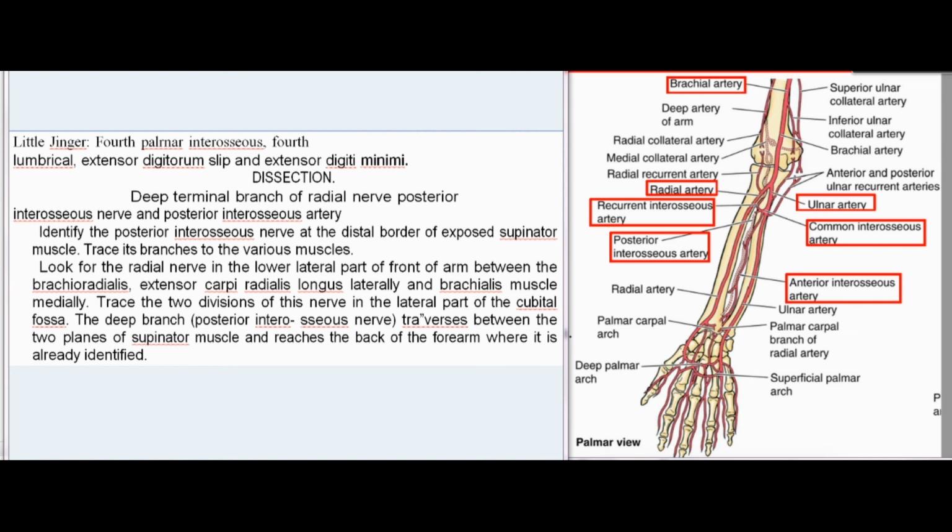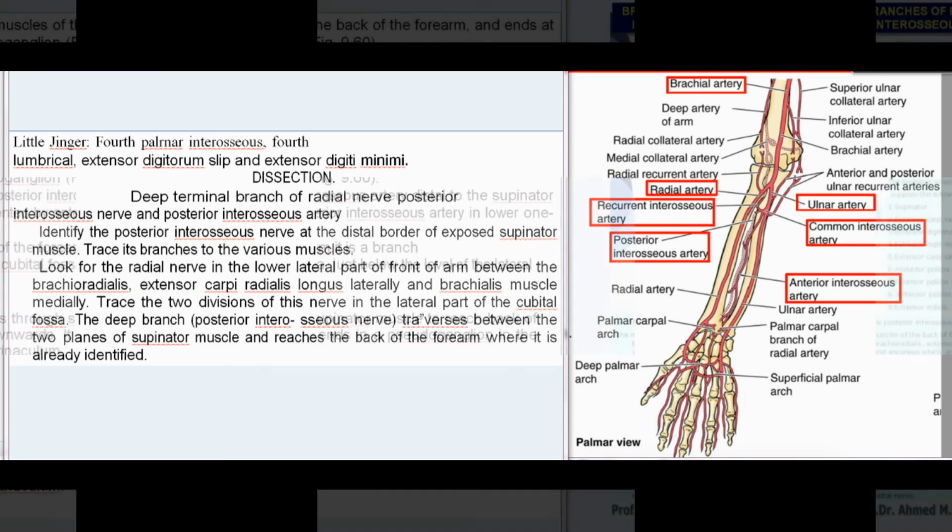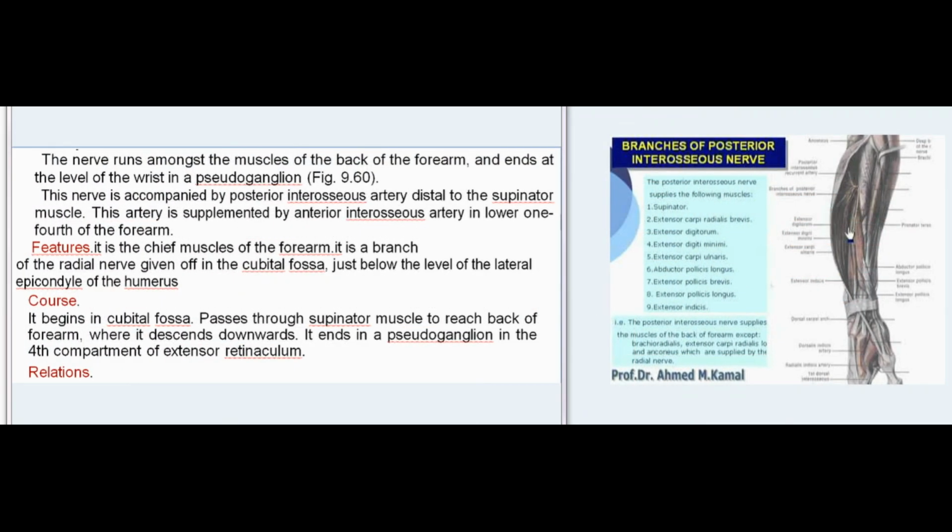The deep branch, posterior interosseous nerve, traverses between the 2 planes of supinator muscle and reaches the back of the forearm where it is already identified. The nerve runs amongst the muscles of the back of the forearm, and ends at the level of the wrist in a pseudoganglion, Fig 9.60. This nerve is accompanied by the posterior interosseous artery distal to the supinator muscle. This artery is supplemented by the anterior interosseous artery in the lower 1/4 of the forearm. Features. It is the chief muscle of the forearm.